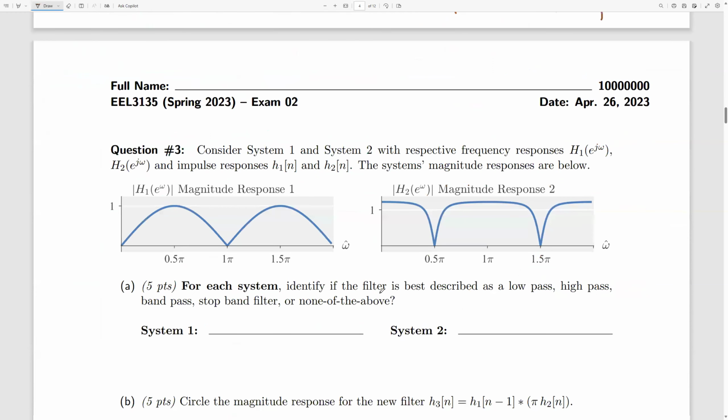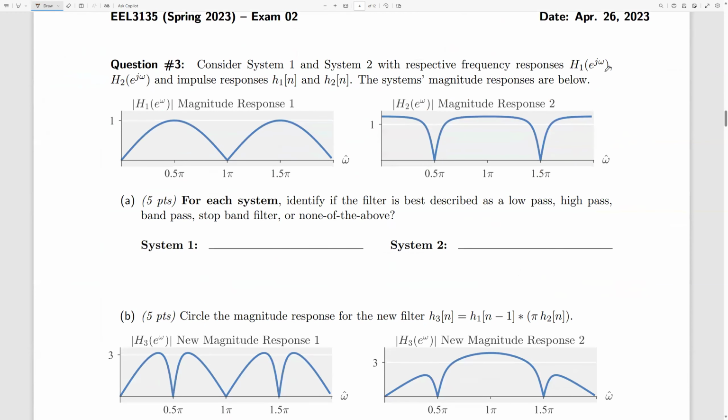Next, consider system 1 and system 2 with respective frequency and impulse responses. The systems' magnitude responses are below. For each system, identify the filter best described as low pass, high pass, band pass, stop band, or none of the above. The trick to this one is that it's from 0 to 2 pi, so don't deceive yourself. You need to normalize it at pi. This is what you really need to look at. So you need to look at this part.